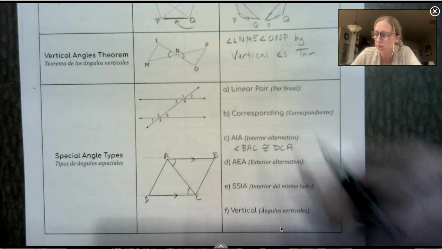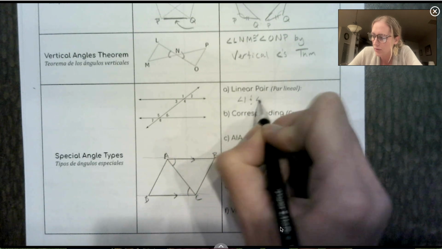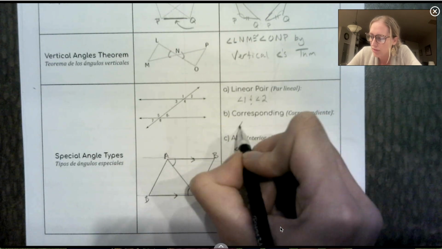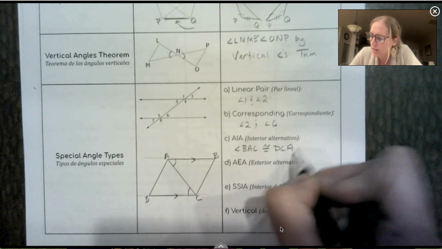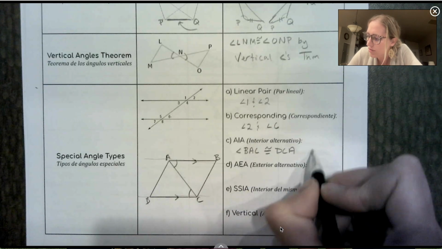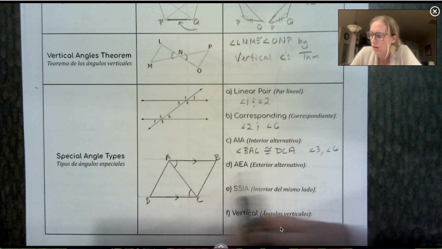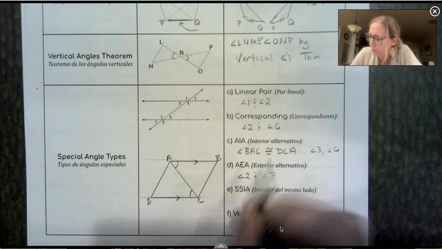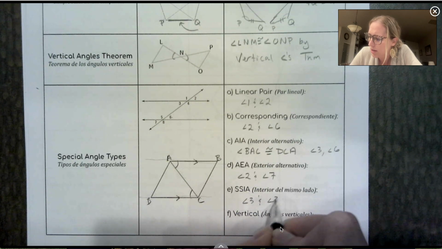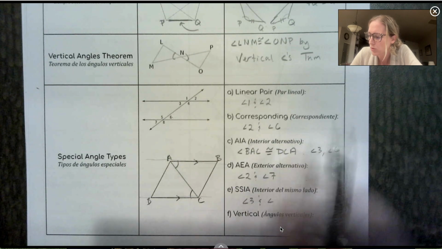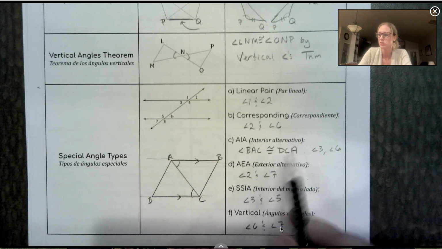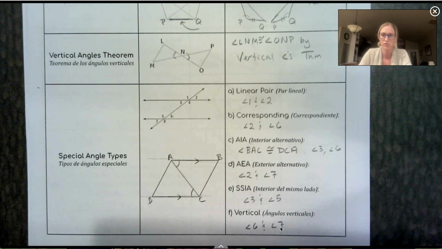I'm just going to name a couple linear pairs. So like angle 1 and angle 2, remember linear pairs adds 180. Corresponding angles would be like 2 and 6. Alternate interior from this picture would be like 3 and 6. Alternate exterior 2 and 7. Same side interior would be like 3 and 5. Oh, 3 and 5. And then vertical, we did a vertical up above, but vertical here would be like 6 and 7. So just as a review, those angle pairs will still show up a little bit, but especially alternate interior and vertical angles will be the most common.